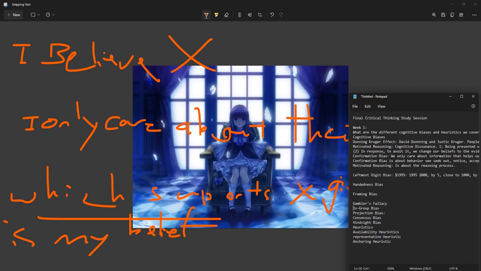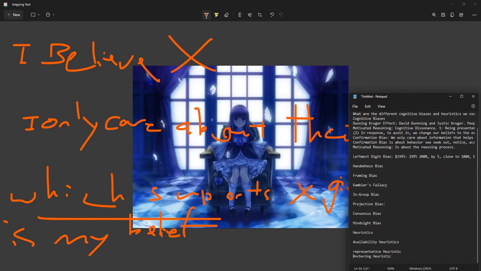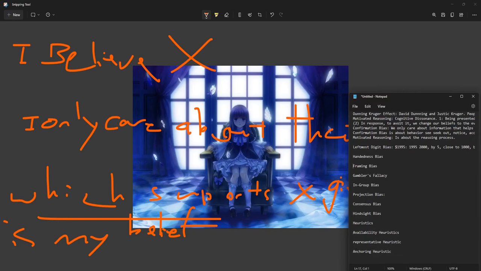These kinds of tricks have been used in businesses for eons. That's why things are $19.99 instead of $20. Because it works on people who don't think. In a sense, leftmost digit bias is that people tend to assess longer numbers based on the leftmost number and nothing else. Handedness bias has to do with your hands.